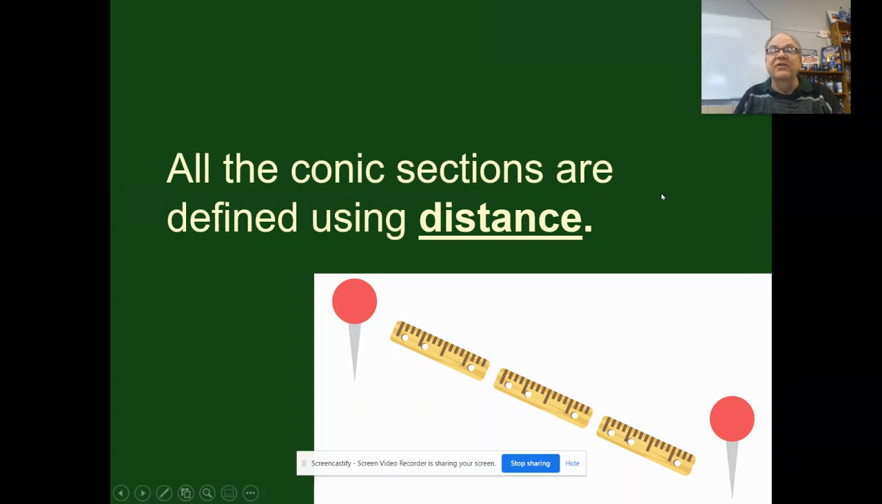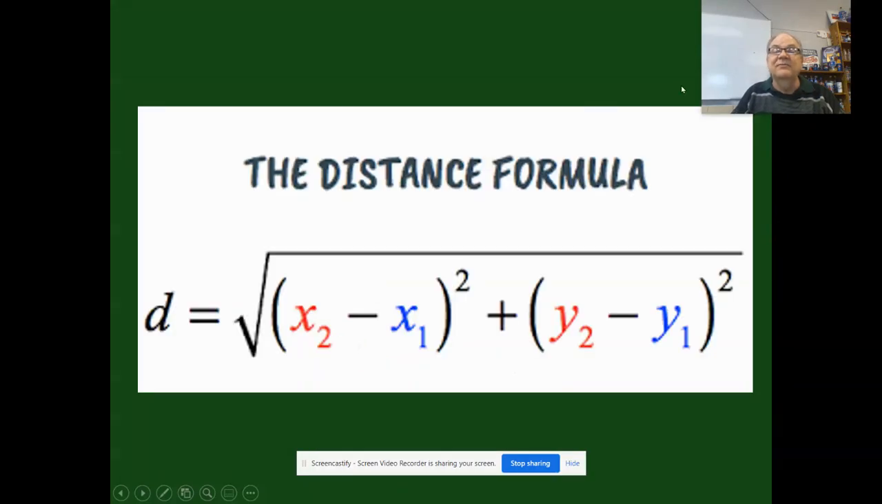I mentioned before that all the conic sections are defined using distance, and because of that, we're going to take some time today to review the distance formula that actually comes up in Algebra 1. It's what you use to find the distance between 2 points. If you think of one point as being like x1, y1, and another point as being x2 and y2, you can use those numbers to plug into the distance formula to find out exactly how far apart those points are. And while the formula sometimes looks complicated, it's actually not all that difficult.